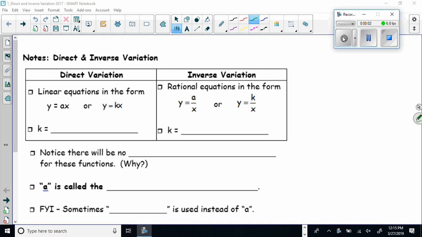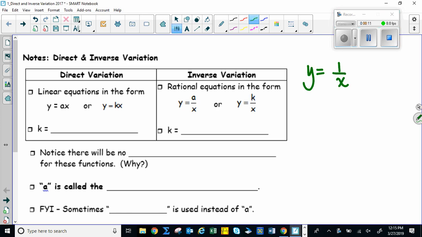Okay, so we're starting a rational unit. Our rational parent function is 1 over x. We're going to find our independent variable in the denominator. You're not going to have to graph these just yet, but when we get to graphing these, what we're going to have are two curves.